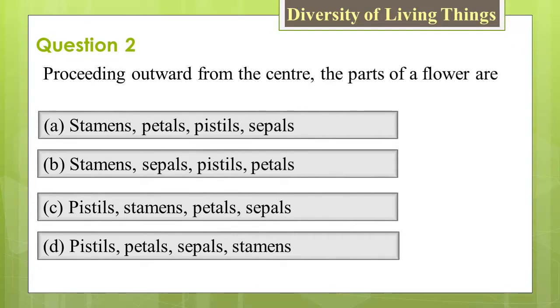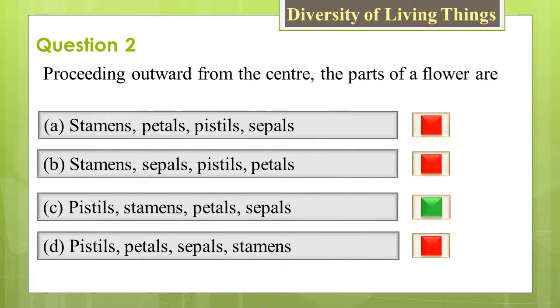Question 2. Proceeding outward from the center, the parts of a flower are of A. Stamens, petals, pistils, sepals. B. Stamens, sepals, pistils, petals. C. Pistils, stamens, petals, sepals. D. Pistils, petal, sepals, stamen. Which one is the correct alternative? The correct alternative is C. Pistils, stamen, petal, sepals.